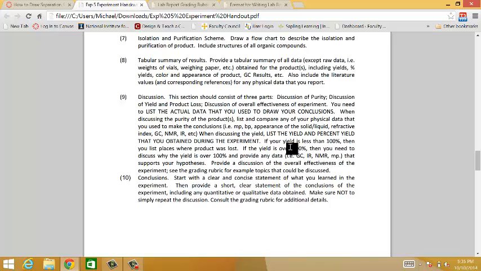So for instance, in this experiment, I noticed lots of products had little droplets of water in them. Lots of products. Or maybe some products had dichloromethane in them. So if I got 110% yield, that means my mass was higher than it should have been. You did not violate any laws of conservation of matter.